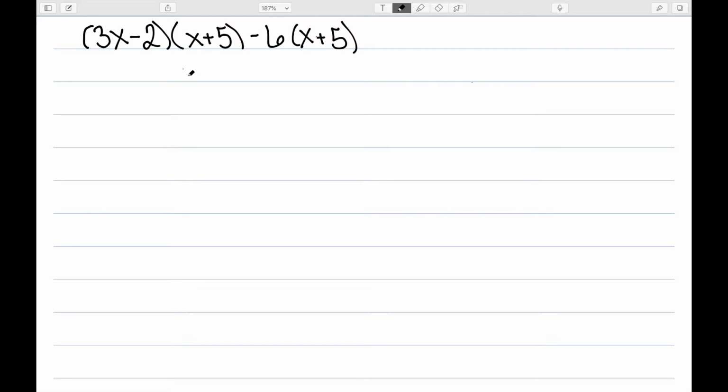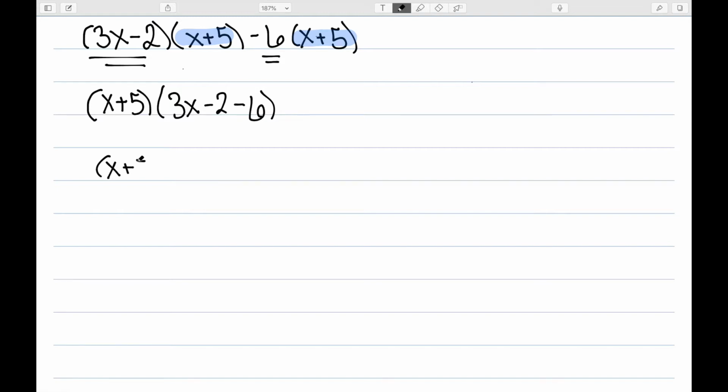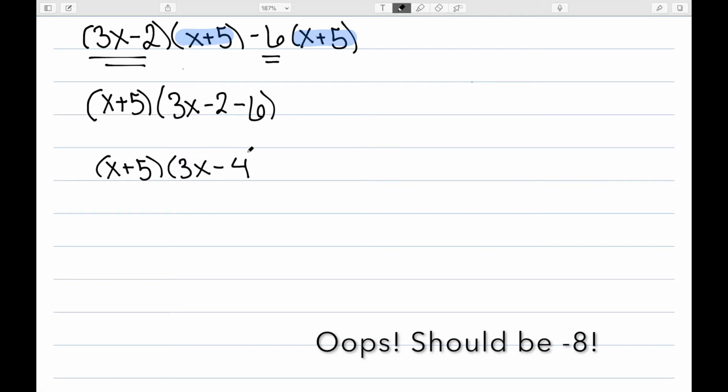My next example here, 3x minus 2 times x plus 5 minus 6 times x plus 5, looks a lot different. However, we can see that these both have an x plus 5 in them. So we're going to factor out the x plus 5. When I do, I'm left with 3x minus 2 minus 6. And then we can simplify that. We get x plus 5, and then that would be multiplied by 3x minus 4. So now we have our factored form.